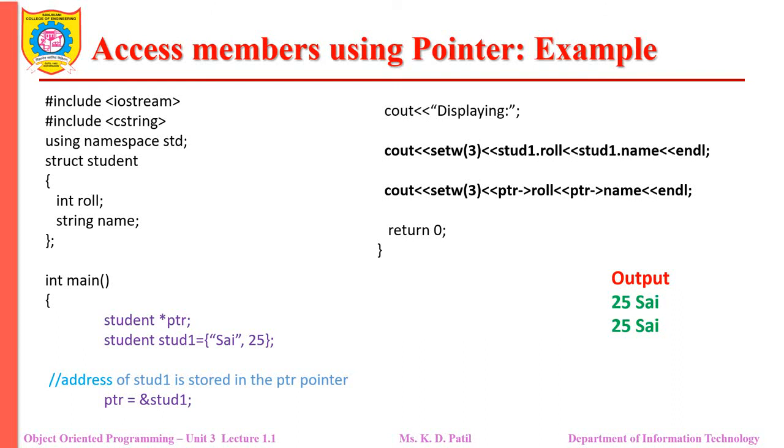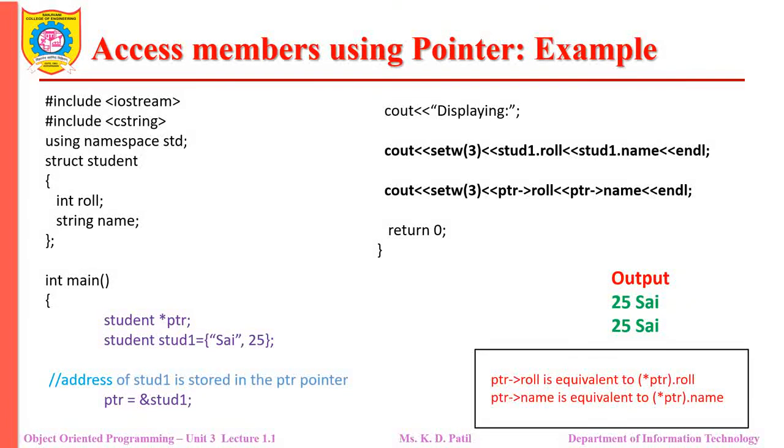Okay, now if you want to use the star operator, that is the indirection operator, and the dot operator, then you have to write the syntax like this: ptr arrow roll will be equivalent to (*ptr).roll, and ptr arrow name will be equivalent to (*ptr).name. So the use is the same as the arrow operator. The output will be the same.